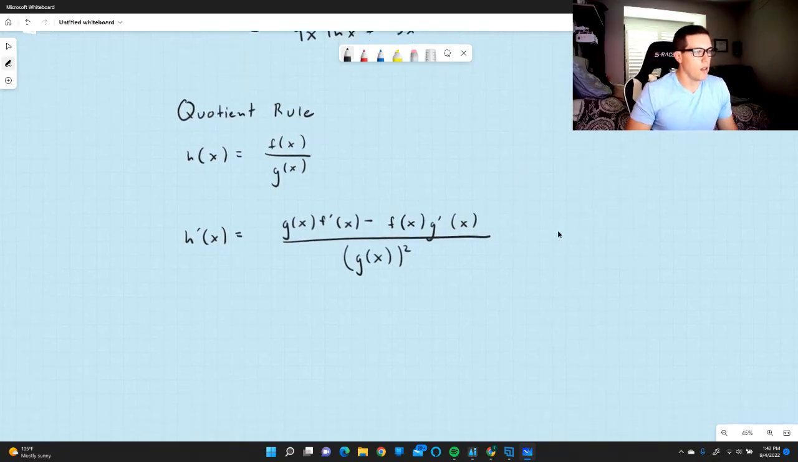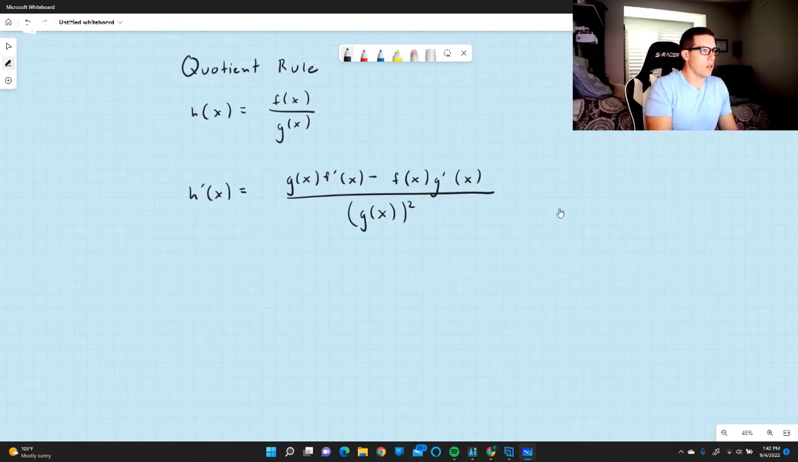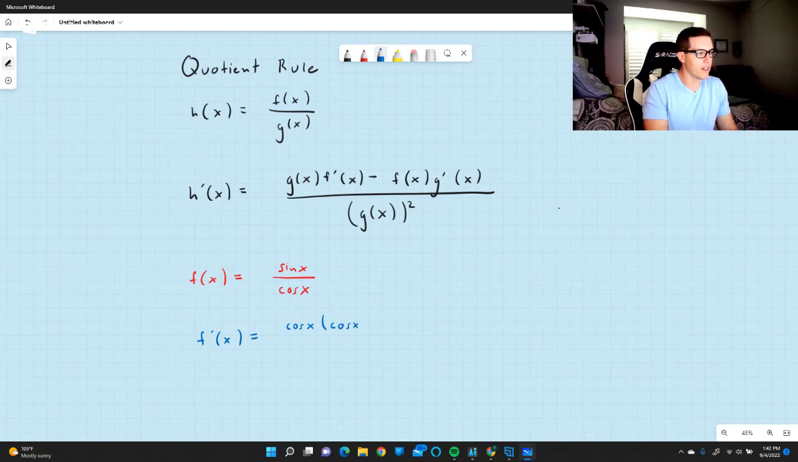Now, to practice the quotient rule, let's do this. Let's say I give you the function sine of x divided by cosine of x. Let's find the derivative. Rather than do the f1, f2 stuff, I'm just going to remember the rule and do it all in the same move. So low d high. The low one is cosine x. D high, the derivative of sine x is cosine x.